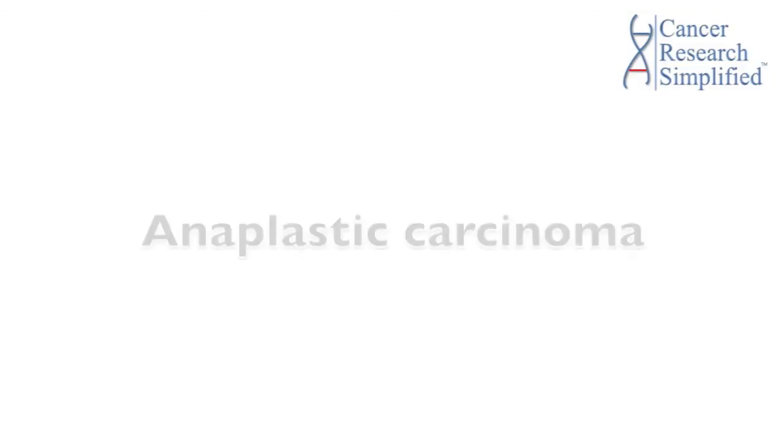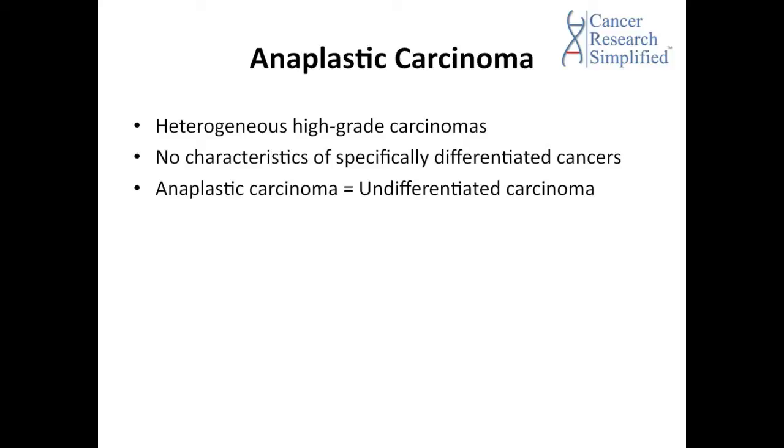Now, what are anaplastic carcinomas? Anaplastic carcinomas are a heterogeneous group of high-grade carcinomas. In these heterogeneous carcinomas, cells do not show any characteristics of specifically differentiated cancers. These tumors are called anaplastic or undifferentiated carcinomas.